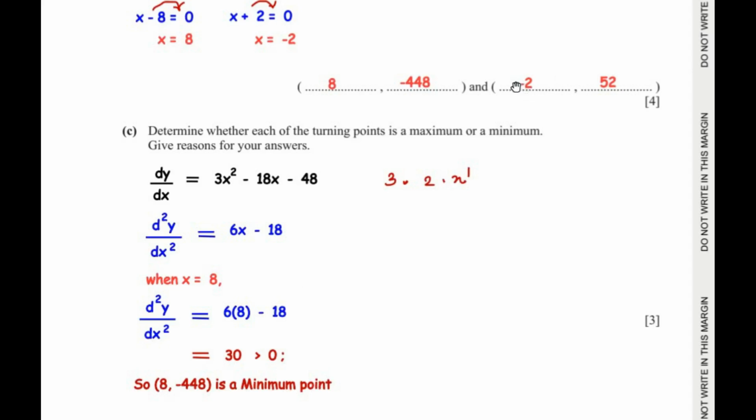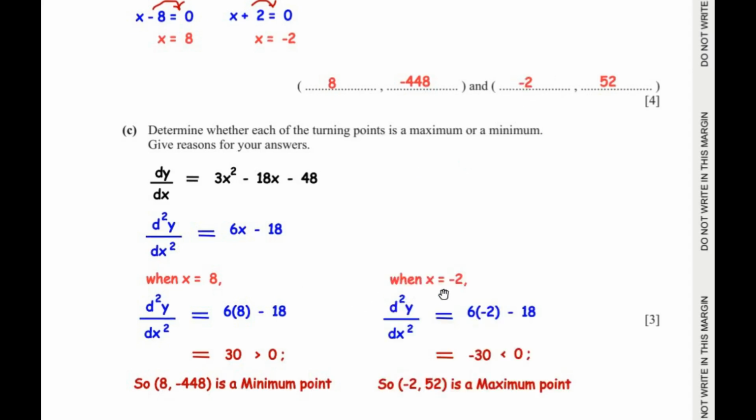Similarly, let us take x equal to negative 2. So when x is equal to negative 2, d squared y by dx squared will be equal to 6 times negative 2 minus 18. So this will give us the value as negative 30, which is less than 0. Since d squared y by dx squared is a negative number now, that is less than 0, minus 2, 52 becomes a maximum point. So this is our answer.